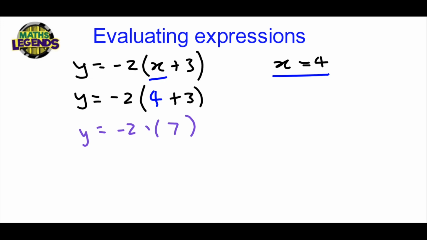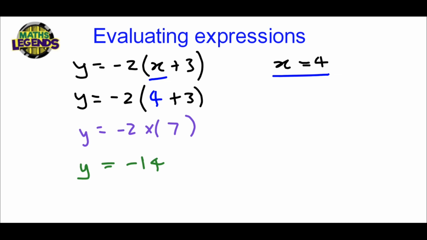And we know that the minus 2 is multiplying the bracket. y equals minus 2 times 7, so 2 times 7 is 14. And a plus and a minus makes a minus. So the answer here is y equals minus 14.